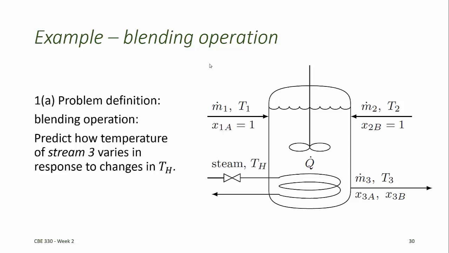Consider an example of modeling a blending operation. Our problem definition is to predict how the temperature of stream 3, the blending operation effluent, varies in response to changes in T_H, the temperature of the steam supplied to the heating coil. Step 1A, our problem definition, is done for us.